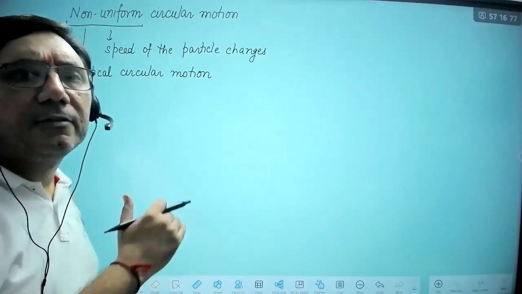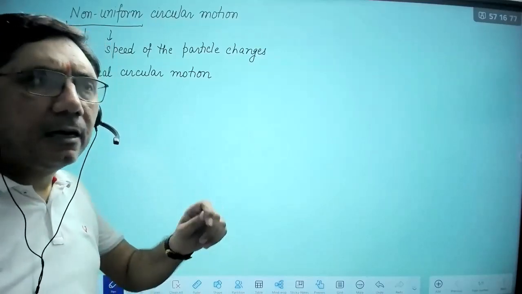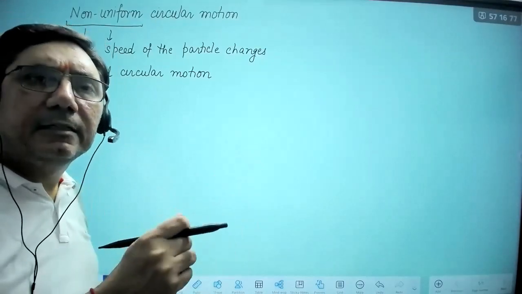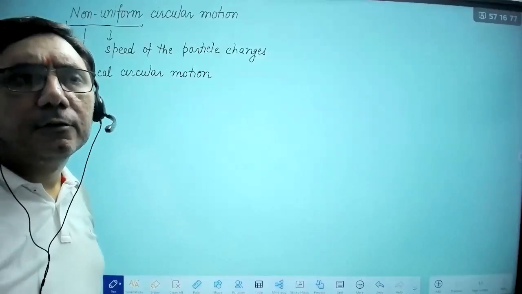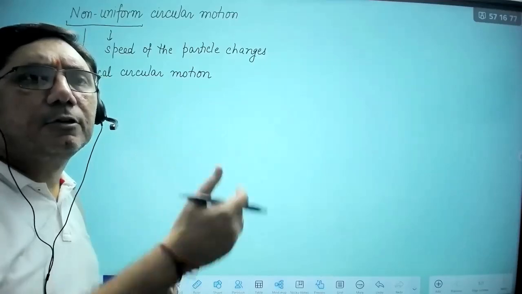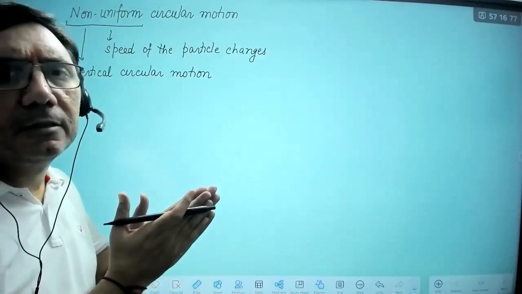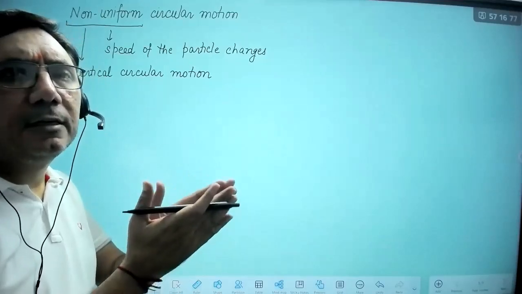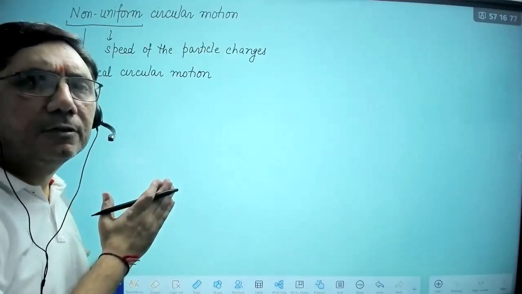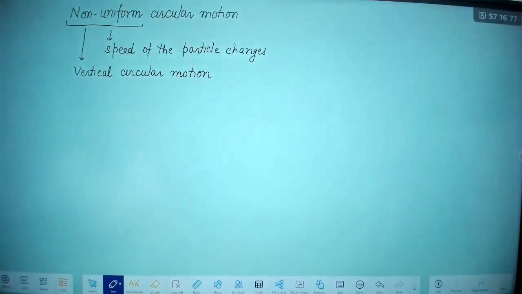For the rest half of the cycle, a component of the weight of the mass undergoing circular motion is in the direction of the velocity. So that will provide a positive acceleration and speed is going to increase. So half of the vertical circular motion is in the retardation zone and half is in the accelerated zone.